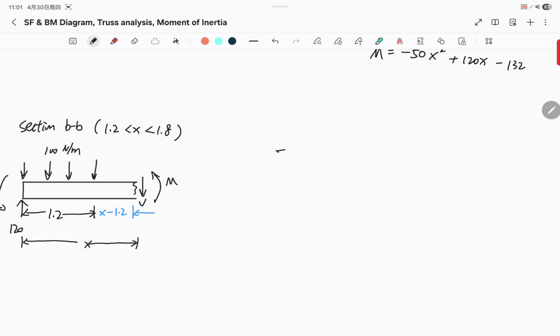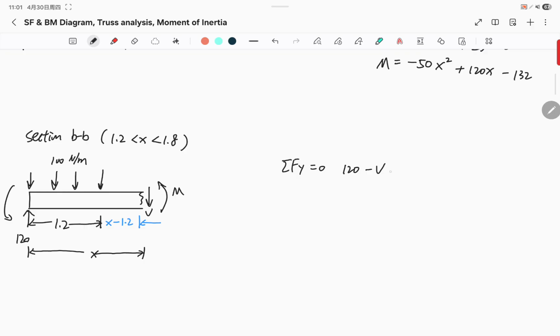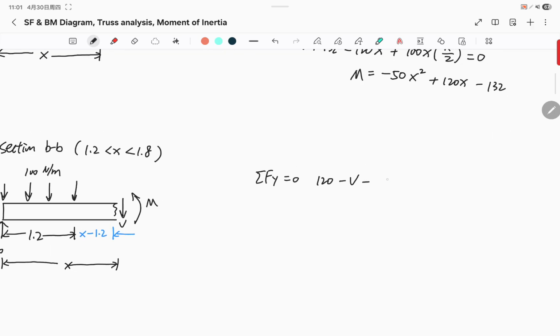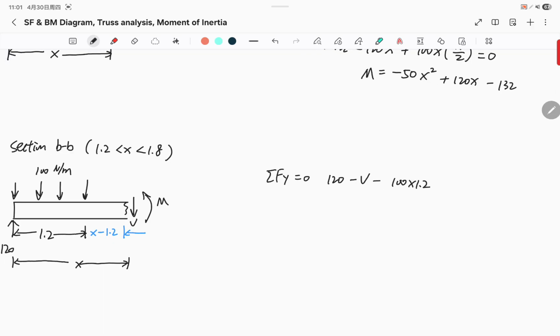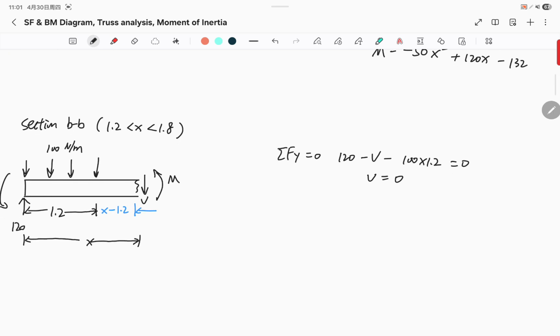So sum of force in y is 0. We have what? We have a positive 120 minus V minus the distributed load. And that's it. By isolating, V is actually 0.